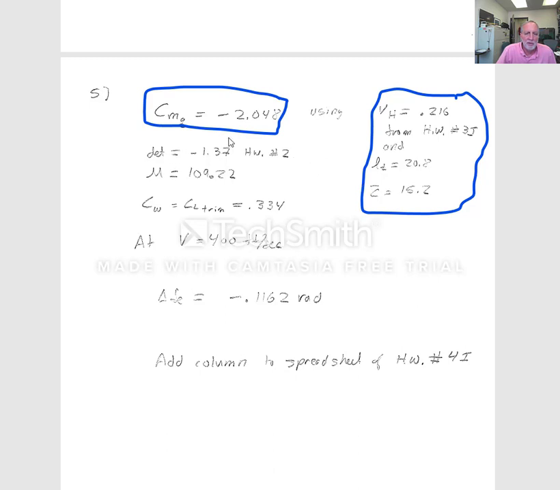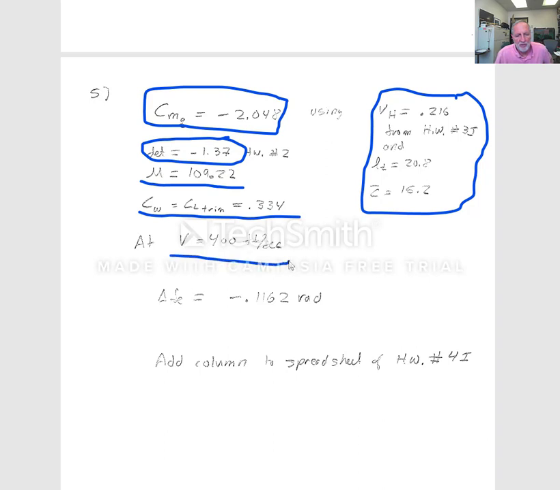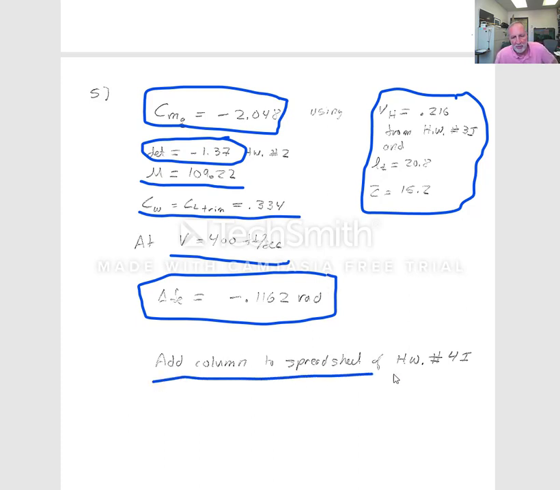You'll also need the determinant that we used in the previous homework, and the mass ratio you'll have to calculate using the formula. The weight coefficient is just CL trim. There's the number for that. And again, we're doing this at 400 feet per second. So you plug into the formula from the book for delta E for that pull up, and you'll get minus 0.1162 radians.